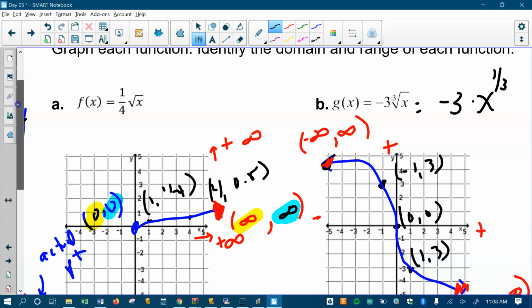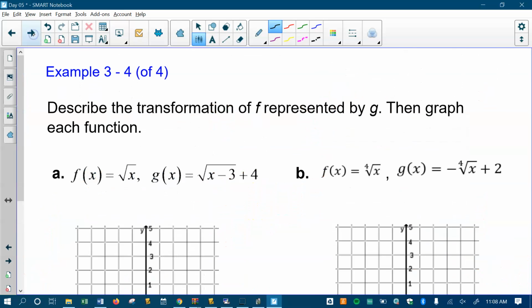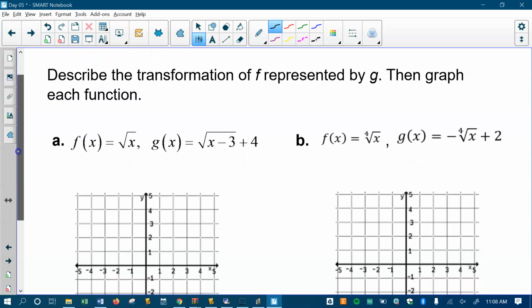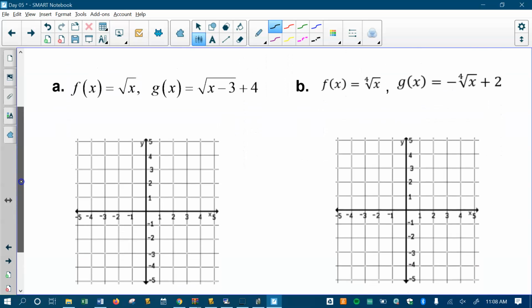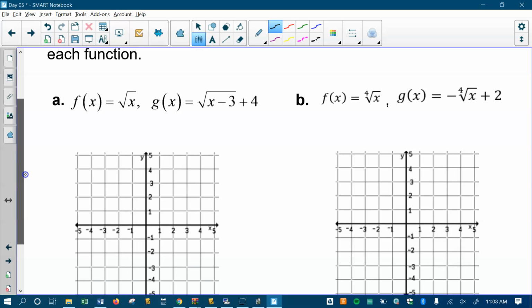And now next. So that's all for that one. Okay, so 3 and 4. Now we have to graph it and describe the transformation. And I think for both of these, I'm going to also do a domain and range as well. So let's go and do A. g of x equals root x minus 3 plus 4.